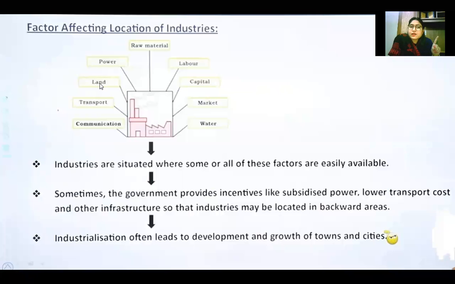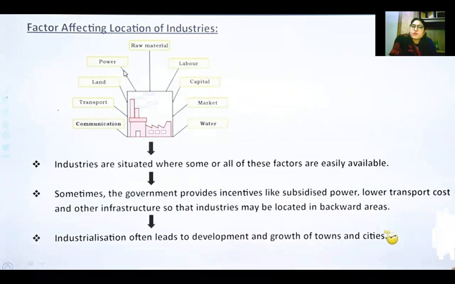Then second thing, labor. Labor is also required. So he will see whether at the place where he wants to put up the industry, sufficient labor is available or not. अगर वहाँ पे labor ही नहीं है काम करने के लिए तो वो खुद थोड़ी सारा कुछ कर लेगा वहाँ पे. Okay, so this thing is also important.